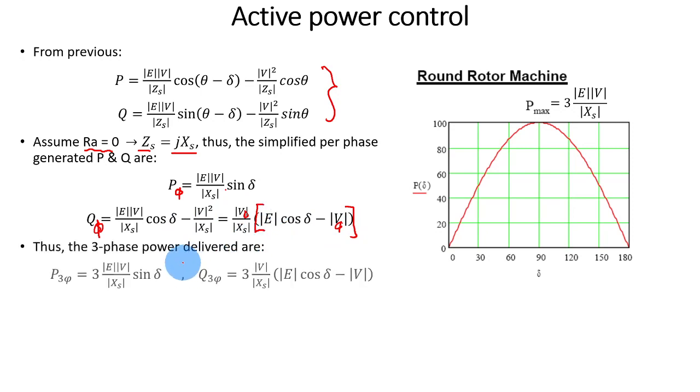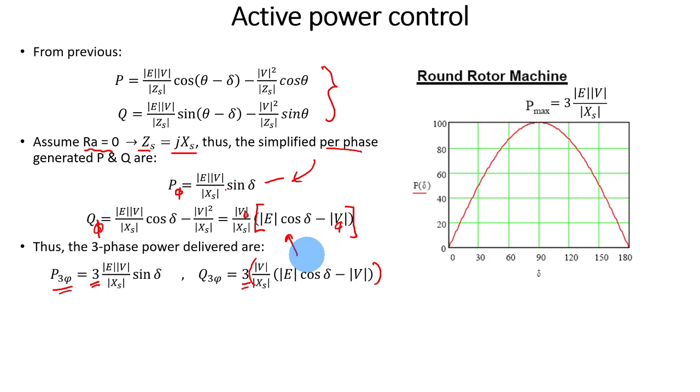So now the three phase power delivered. This is only for the per phase voltage, so how about three phase? It's not really that complicated. You just multiply the equation here by 3. So 3 times EV divided by Xs multiplied by sine delta gives the three-phase real power. And for the reactive power, it is 3 multiplied by the expression from previously. All right, so that's it for the two formulas.